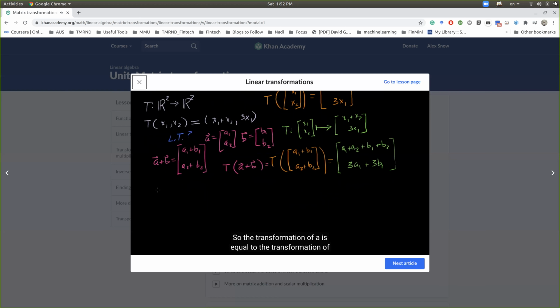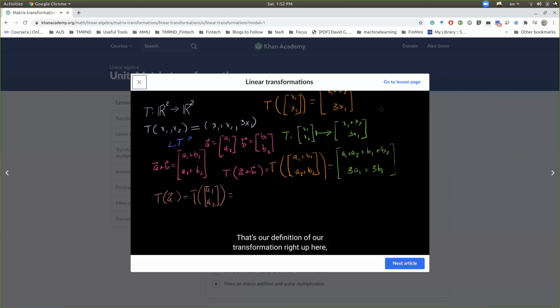Now, what is the transformation individually of A and B? So the transformation of A, let me write it this way, is equal to the transformation of A1, A2, in brackets. That's another way of writing vector A. And what is that equal to? That's our definition of our transformation right up here. So this is going to be equal to the vector A1 plus A2, and then 3 times A1. It just comes straight out of this definition. I essentially just replaced an X with A's.